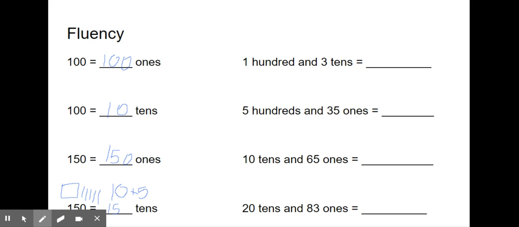103 tens equals... 103 tens is the same as 30. So it's the same as 130. 535 ones. 535.